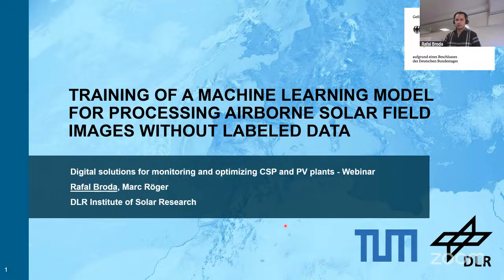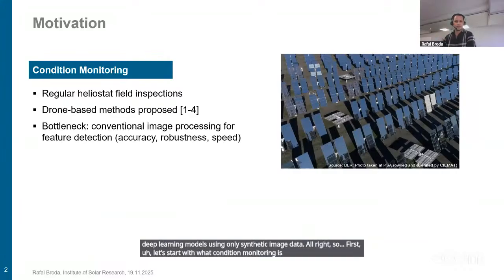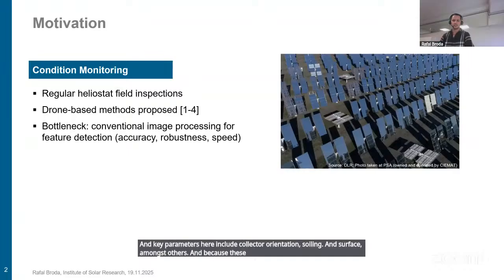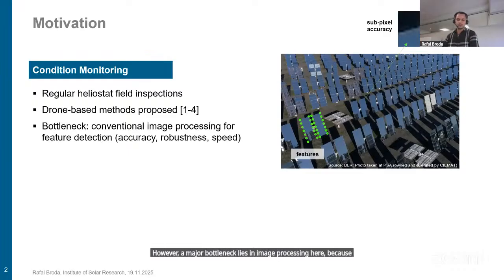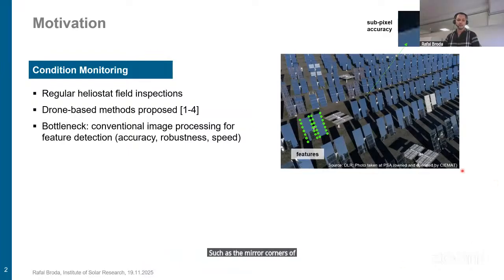First, let's start with what condition monitoring is and why it's important. In concentrated solar thermal plants, especially those using heliostats, regular inspections are essential to ensure efficient and safe operation. Key parameters here include collector orientation, soiling, and surface, amongst others. Because these heliostat fields cover such large areas, drone-based inspection methods have become popular for scanning the site.